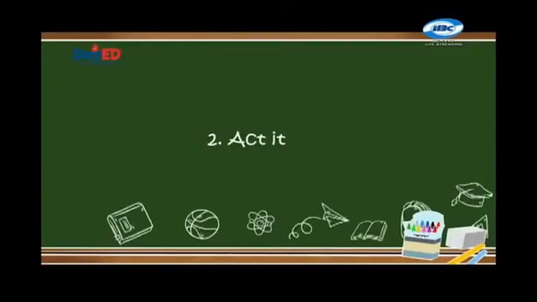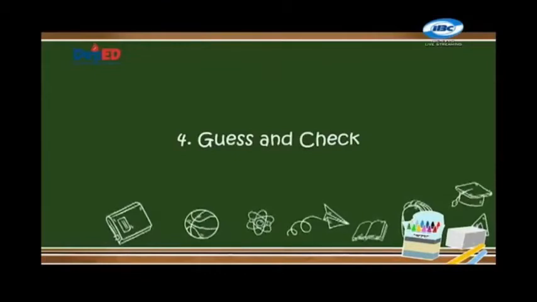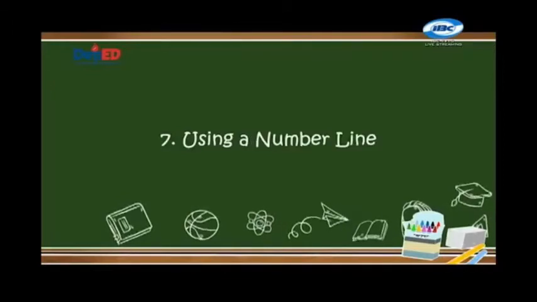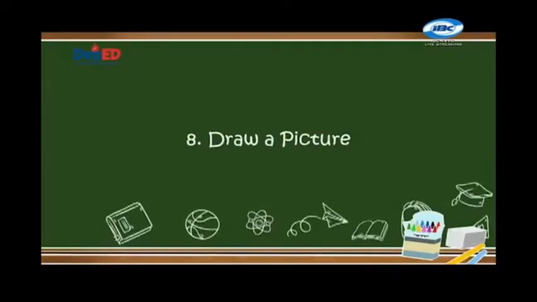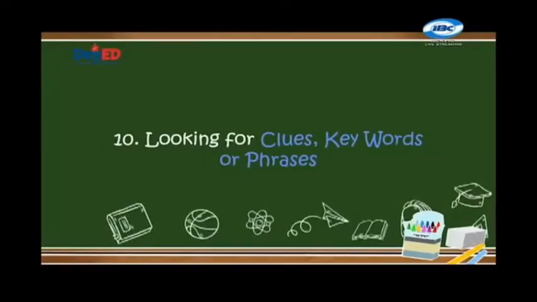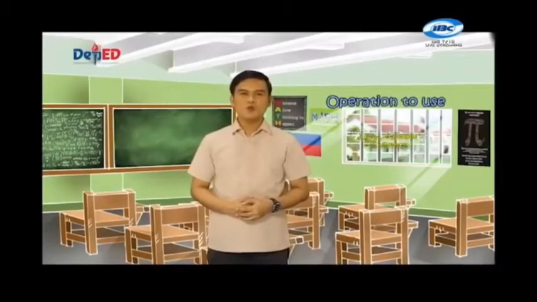Simplify the problem. Act it out. Find the pattern, guess and check. Make a table or chart. Working backwards. Using a number line. Draw a picture. Write a number sentence or equation. And looking for clues or keywords or phrases, which is the most commonly used strategy in solving a problem. After identifying the solving strategy, you need to think what operation to use. Clues, keywords, or phrases would help you a lot in identifying the operation.